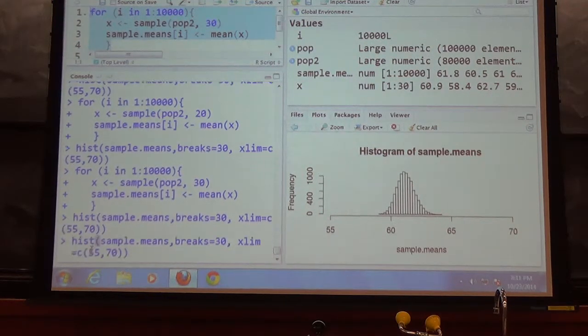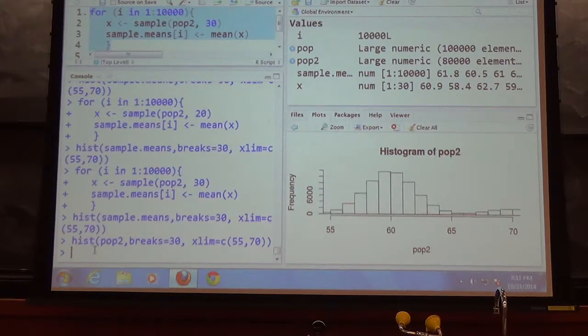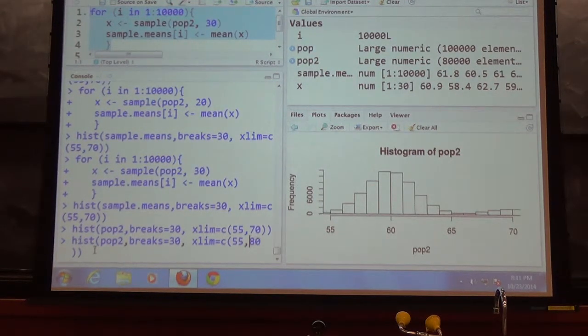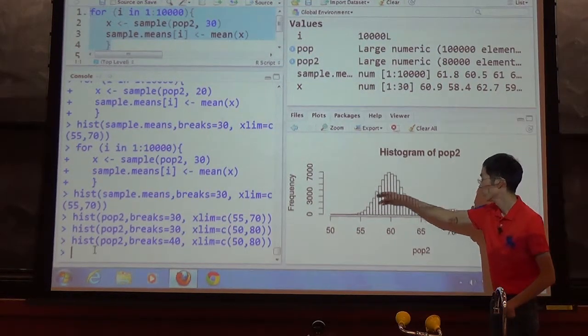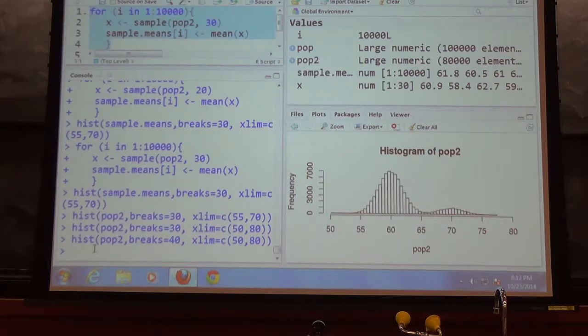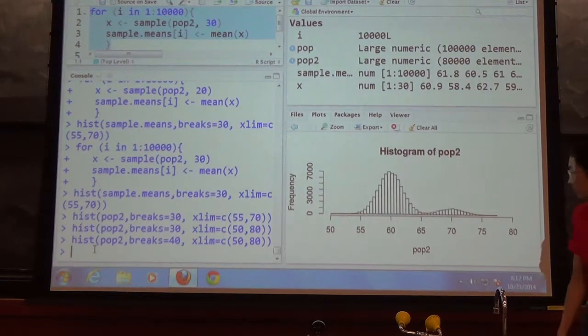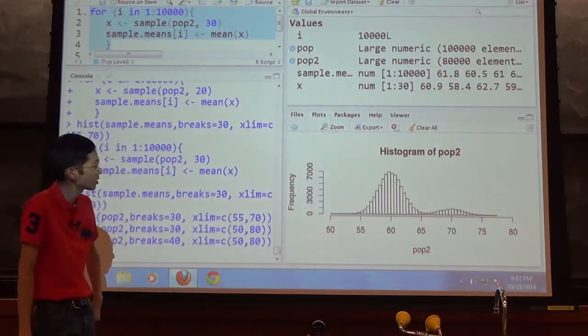But let's just compare this to the actual population itself. Oh, and I have my limits all off. Okay, so the actual population itself is very skewed to the right. Okay, very skewed to the right. But as we took larger and larger samples, we see that skewness shrink away, and it definitely becomes unimodal.